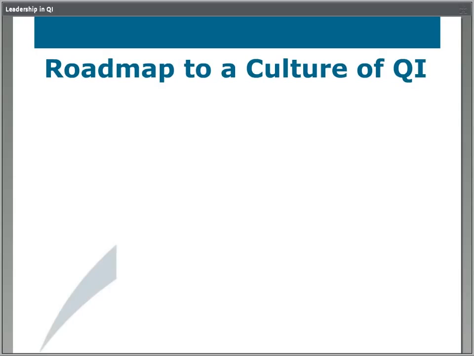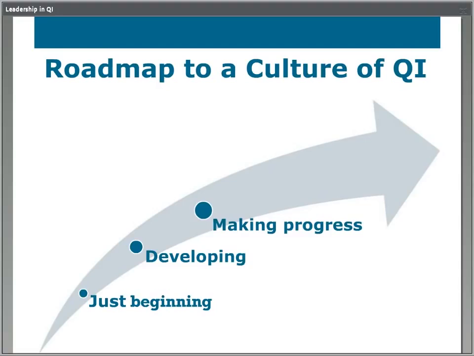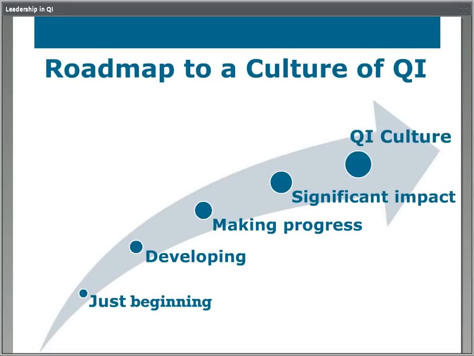So it sets out 5 stages. When you're just beginning, and this could be whether your division is just forming or your chapters are just forming, to developing, starting to use some of these and then making some progress, and then getting to a point where there's significant impact from your improvement activities and heading towards that QI culture.